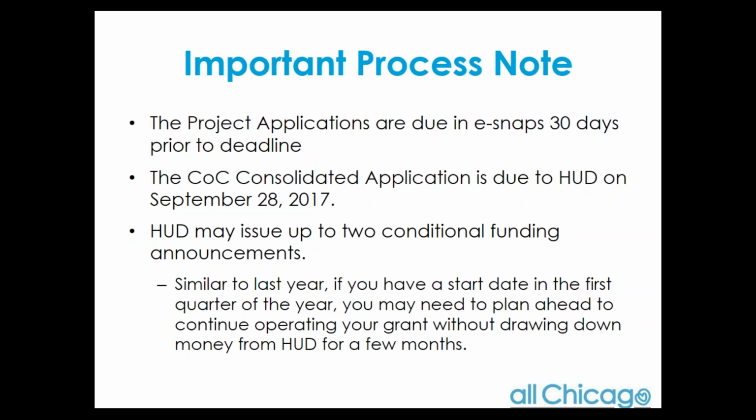Similar to previous years, HUD may issue up to 2 conditional funding announcements. So for those projects that have a start date in the first quarter of the year, we do encourage you to plan ahead to continue to operate your grant without drawing down money from HUD for a few months. We have seen this in the last 2 years, so we just do encourage all our agencies to be mindful of this in the event that you do have a start date in the first quarter of the year.